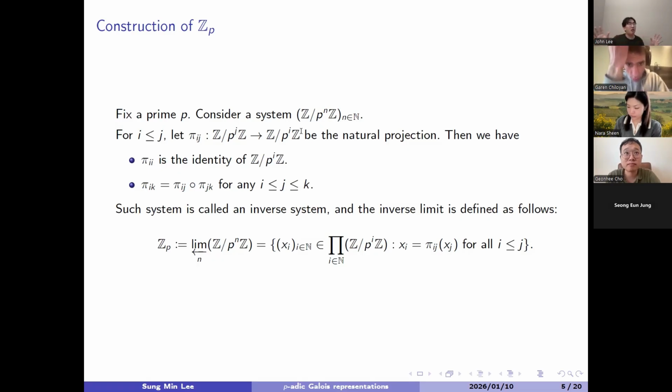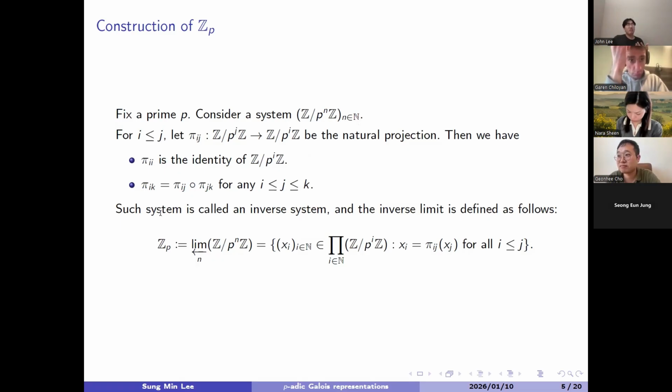But they're not just independent objects; we can consider the maps in between them. Pi_ij is just a regular projection. Whenever j is larger than i, we can consider the regular projection from Z mod p^j Z to Z mod p^i Z. For example, we can consider a map from Z mod 4Z to Z mod 2Z by reduction mod 2, Z mod 8Z to Z mod 4Z by reduction mod 4, and anything like that. Now Z mod p^n Z is not just a collection of individual objects, but they are all connected, like a long chain, with these regular projection maps.